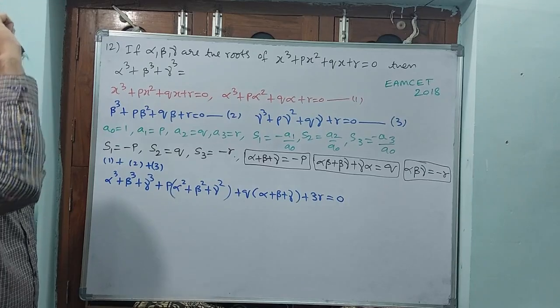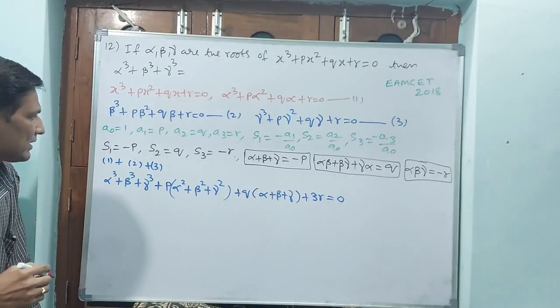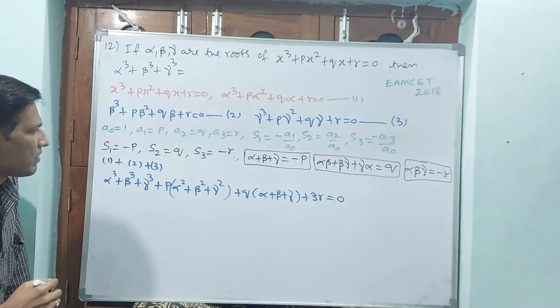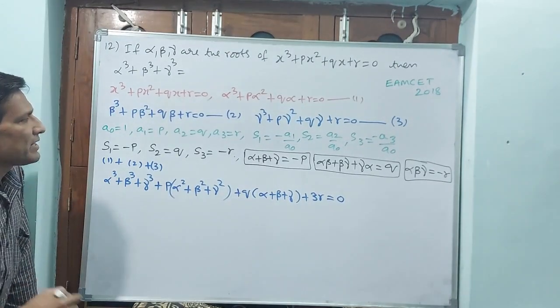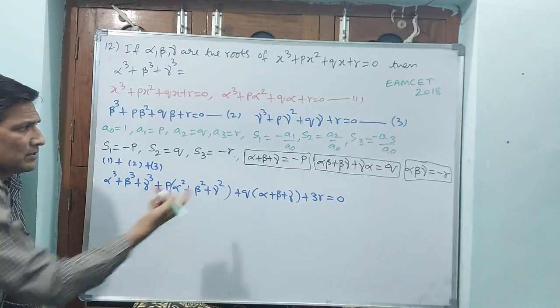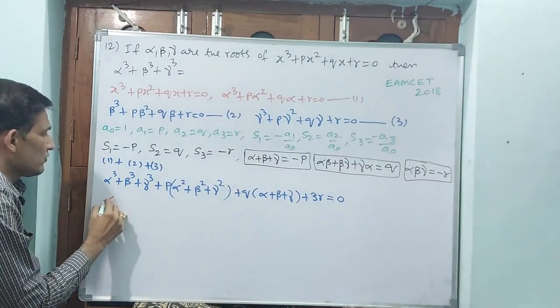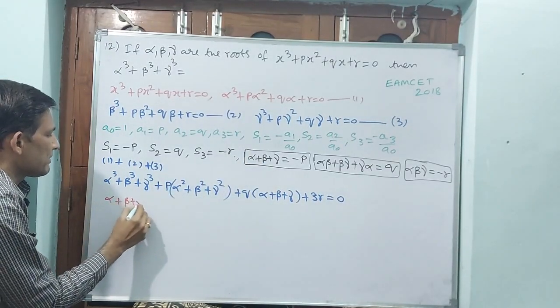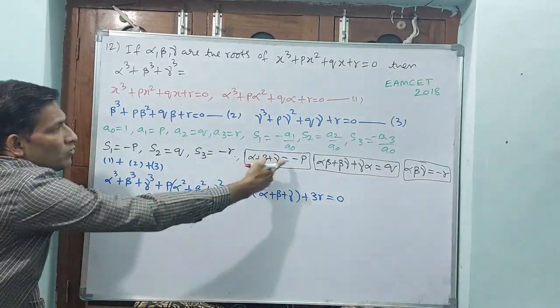Alpha square, beta square, gamma square. Let us see, alpha plus beta plus gamma whole square, we will do it. Alpha plus beta plus gamma whole square is equal to p square.